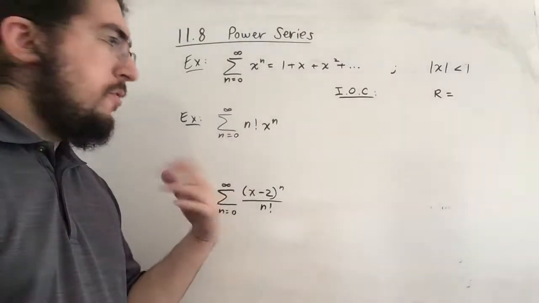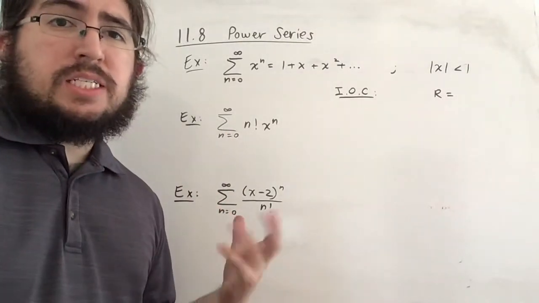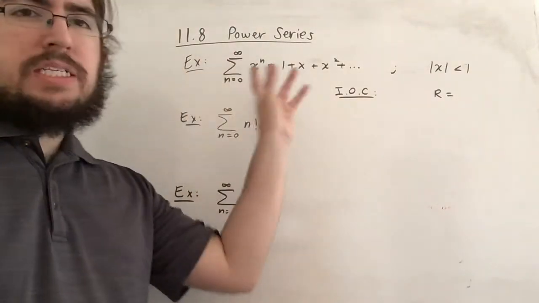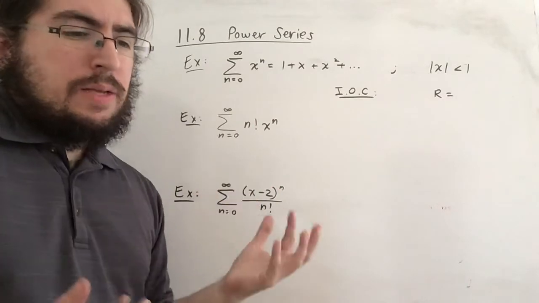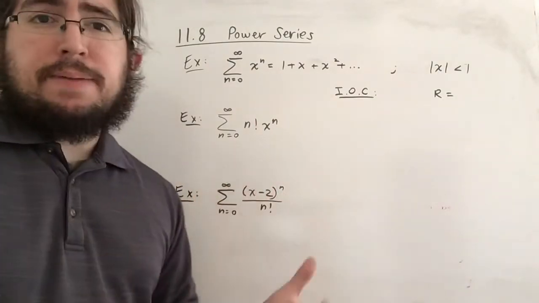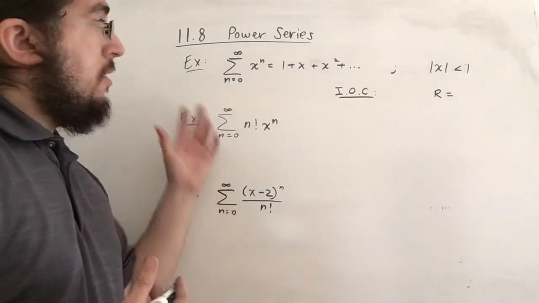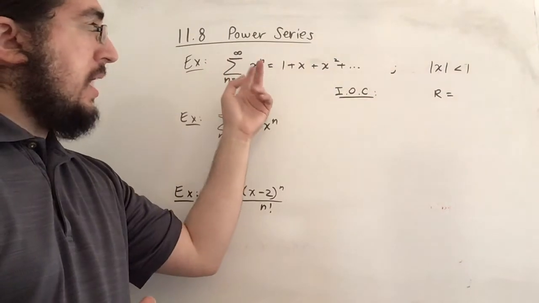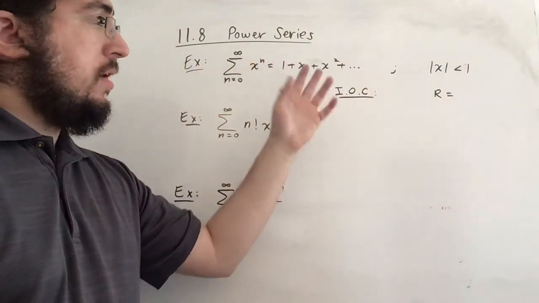Here I'm going through a few examples of finding the interval of convergence and then the radius of convergence. The first example is the simple, basic, no-brainer example you'd see when introducing power series. It's where the coefficients are all 1. So this is just the sum over x to the n. So it's 1 plus x plus x squared and so on.